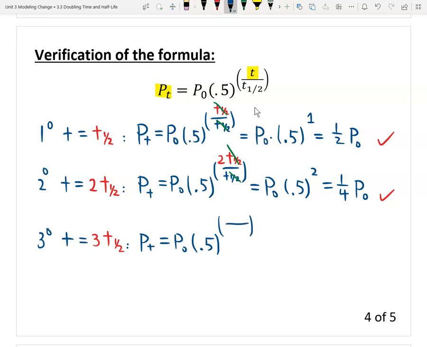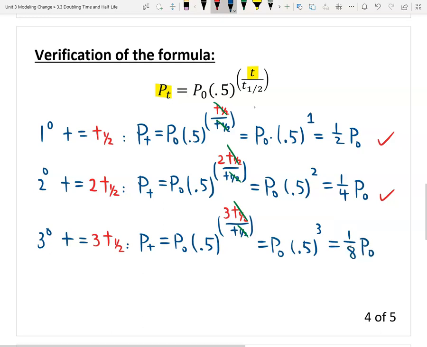Now see, the denominator is the same. What is the numerator? We plug in 3 times the half-life, cancel this, and we get the power is 3. Therefore, P(t) equals P0 times 0.5 raised to the power of 3. Do the calculation, that's exactly 1/8 times P0. Is this true? Yes, that's what we expect.